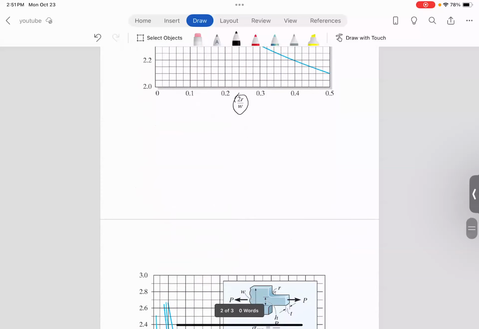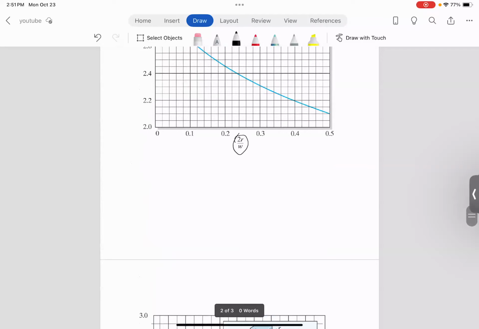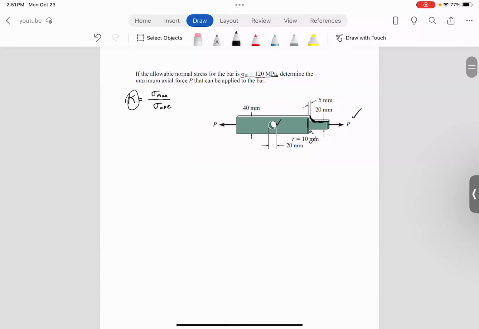And then for the tapering, it's a little bit more involved. You're going to have basically two criteria here. One is the ratio of R over H, and the other is the ratio of W over H, which is the width of this section to this section. And then you select the correct curve and the right value along the horizontal axis, and you go up and hit the correct curve, and then you can figure out your K value. So let's get the problem started.